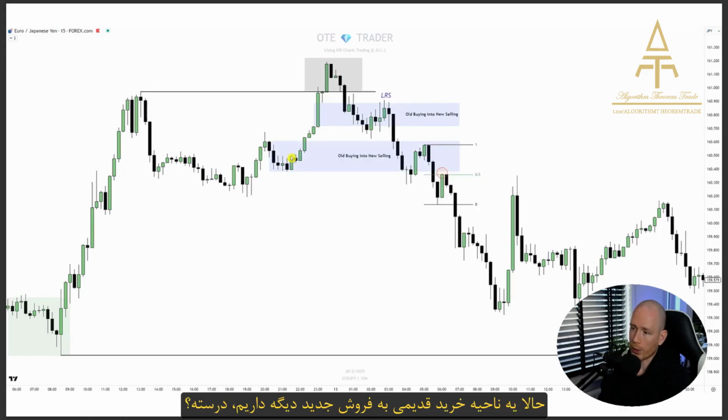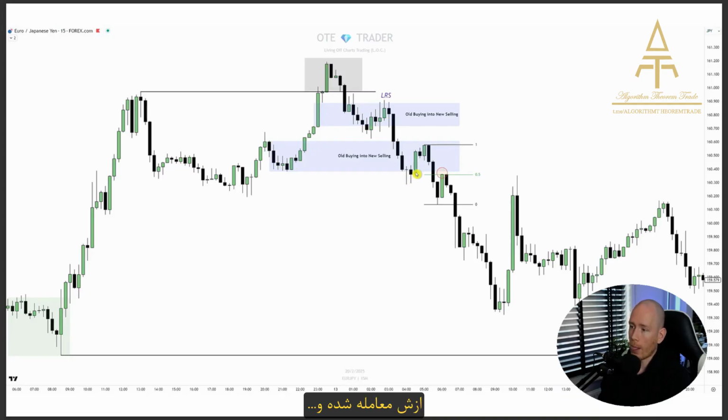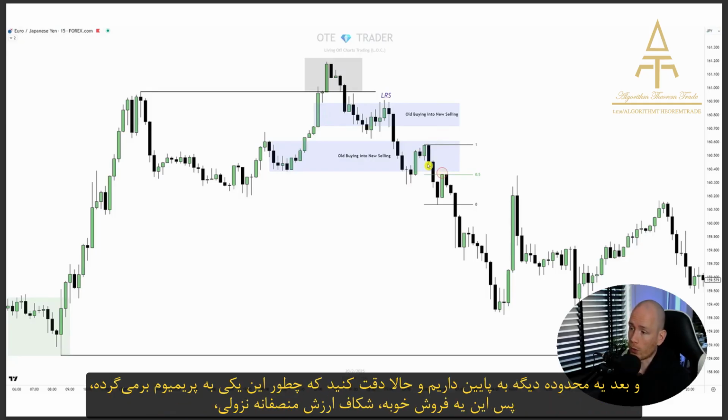Now we have another area of old buying into new selling. It's that retracement to go higher. Down close candles, which should be a bullish order block, got violated, traded through, and then we form a set of up close candles. Bearish order block. And then we have another range down. And now notice how this one does go back to premium. So this is a good sell.